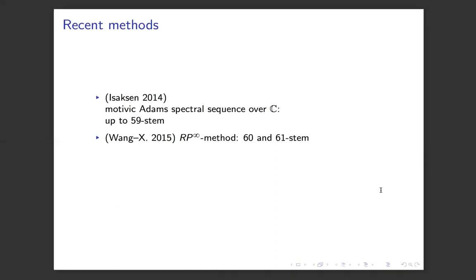So in 2015, Guozhen Wang and myself developed another purely classical method, which we call the RP infinity method. We computed two more stems, 60 and 61. That has the geometric application I mentioned in the beginning.